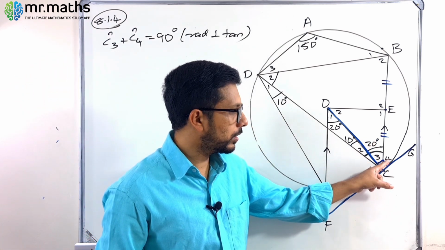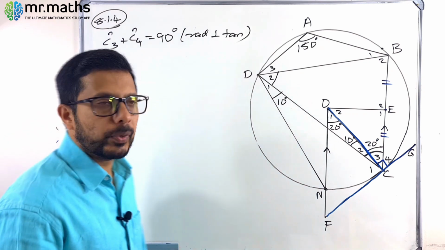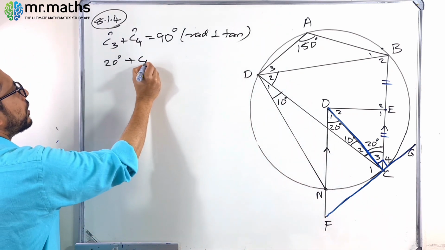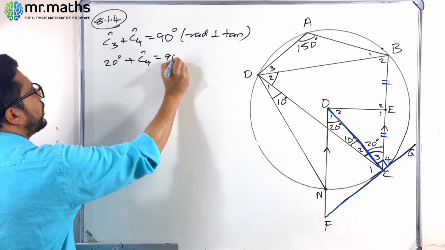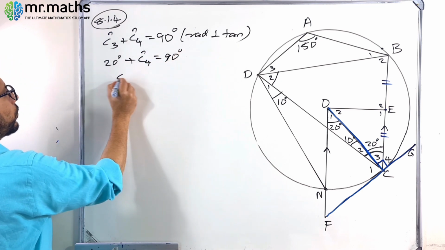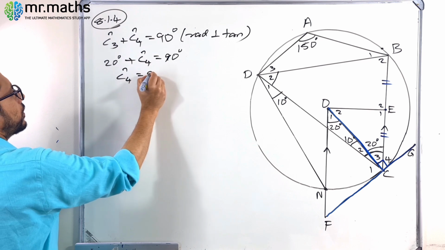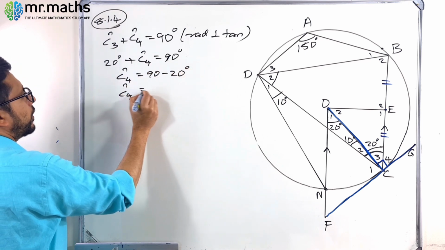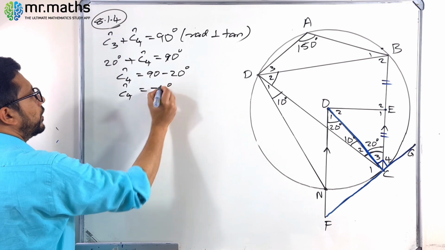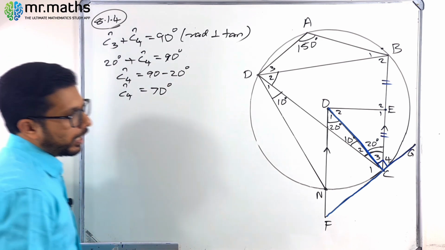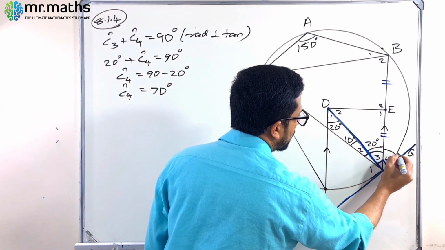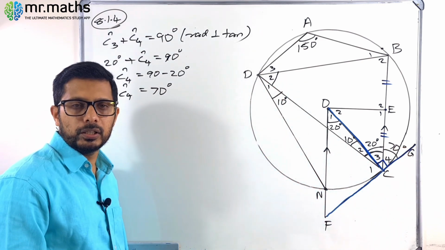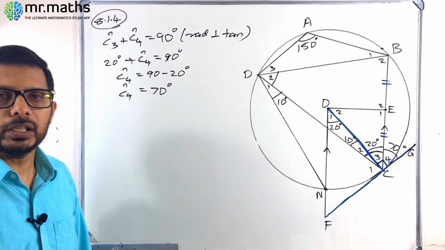So how can I find C4? C4 is 90 minus C3, which is 20 degrees. So 20 plus C4 is equal to 90 degrees. So what is C4 now? It is 90 minus 20 degrees. So C4 is equal to 70 degrees. So it means that angle C4, this one, is 70 degrees. Do you agree, guys? Okay, so that angle C4 is 70 degrees.